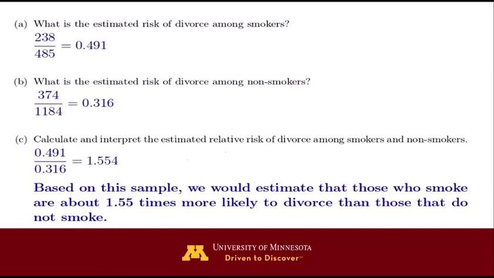Whether somebody smokes or does not smoke, the risk of divorce is going to be the same if the ratio equals 1. But right now, the ratio is greater than 1. When the ratio is greater than 1, the reason is that the numerator is bigger. Look at that, the numerator is bigger, which means the risk is bigger among the smokers. That's what it means.